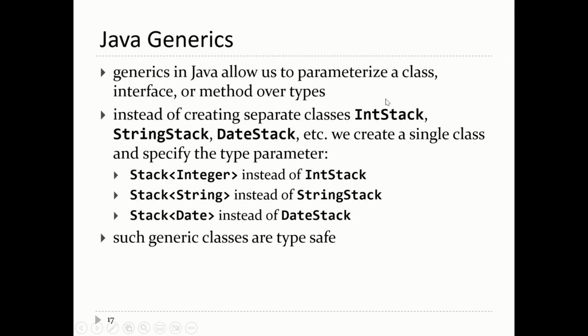So that's what Java generics are for. Generics in Java let you parameterize a class, interface, or method over types. In other words, you can pass in a type name as one of your quote-unquote variables for your class. So instead of making an int stack and a string stack and a date stack and so on and so forth, you can make one stack, and you can say what the element type is. The type becomes a parameter for your class. This says it's a stack of Integer, that says it's a stack of String, that says it's a stack of Date, and so on and so forth.